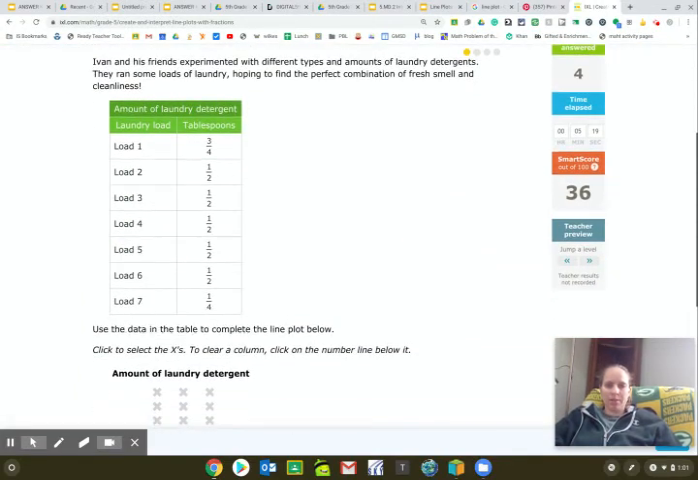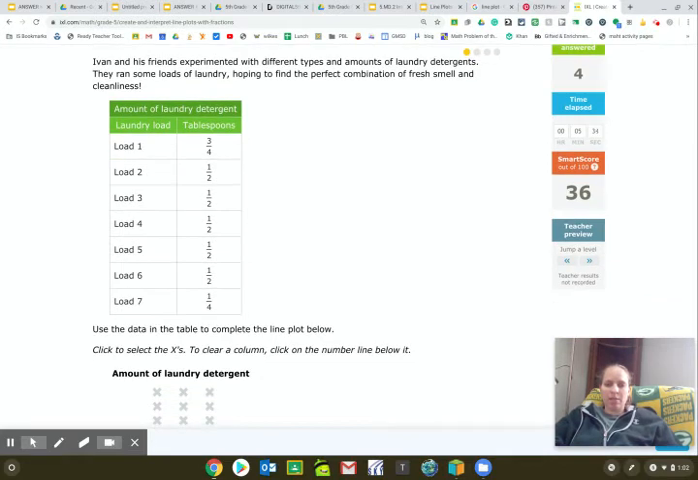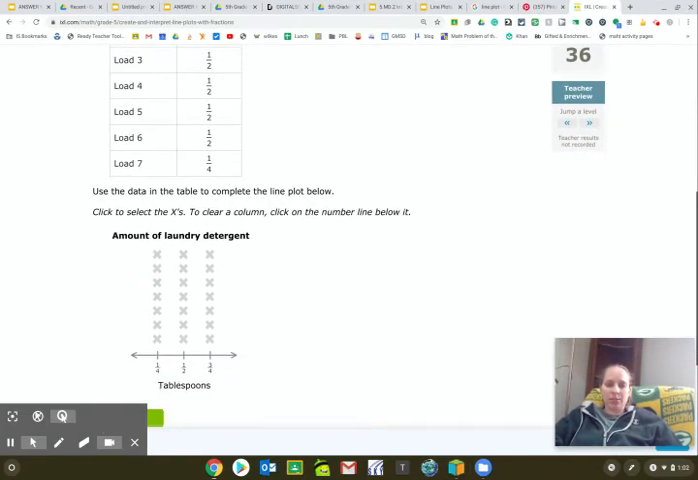Okay, here's a new set of data points, and then I'm going to have you practice. So Ivan and his friends experimented with different amounts of laundry detergent. They ran some loads of laundry, hoping to find a perfect combination of fresh smell and cleanliness. Use the data in the tables to complete the line plots below. In this case, they did 7 loads, and each load had a specific amount of tablespoons that they used. So once again, it's labeled tablespoon because that's what each tick mark represents. The X's represent each load of laundry detergent.